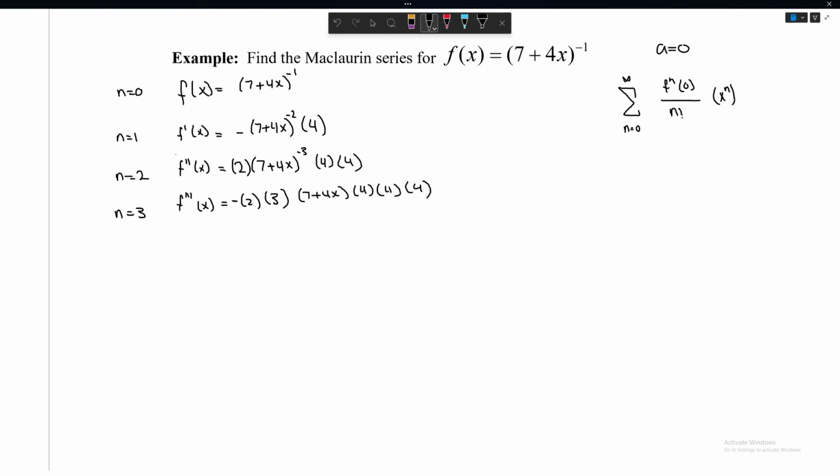Okay. Also, as we're going, when n is 0, there's nothing. When n is 1, it's just 1. But when n is 2, I get 2. And then when n is 3, I get 2 and 3. Okay? And then also realize when n is 1, I get 1 four. When n is 2, I get 2 fours. When n is 3, I get 3 fours. Okay? So now how do we represent this?